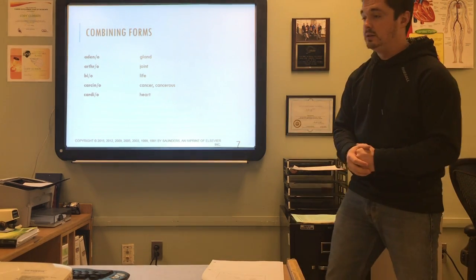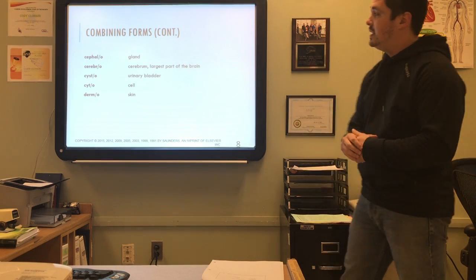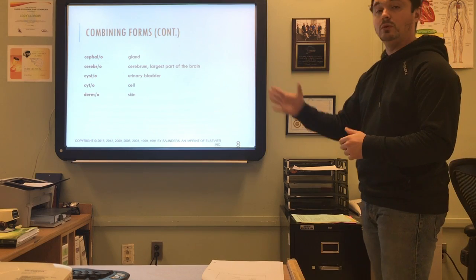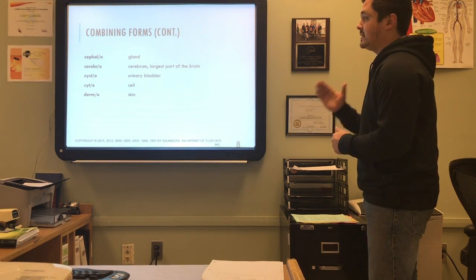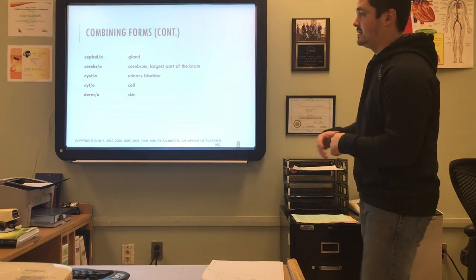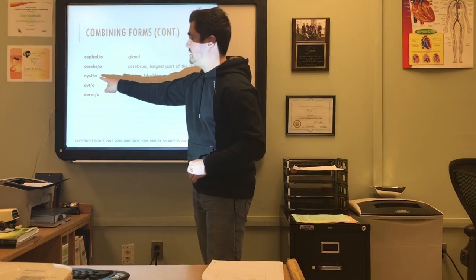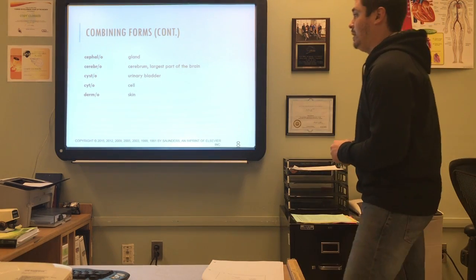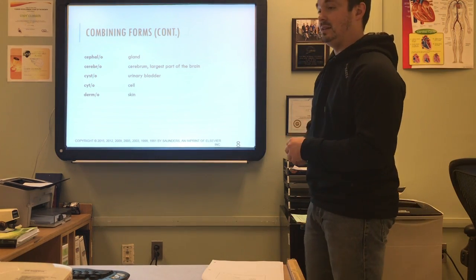Cardio is heart. We talked about an example of that already. Cephalo means head. Cerebro is the cerebrum, or the largest part of your brain. Cysto refers to the urinary bladder, while cyto means cell. See, that's tricky. All it is is an S difference between cysto and cyto. So you need to be aware of that when really dissecting these terms.